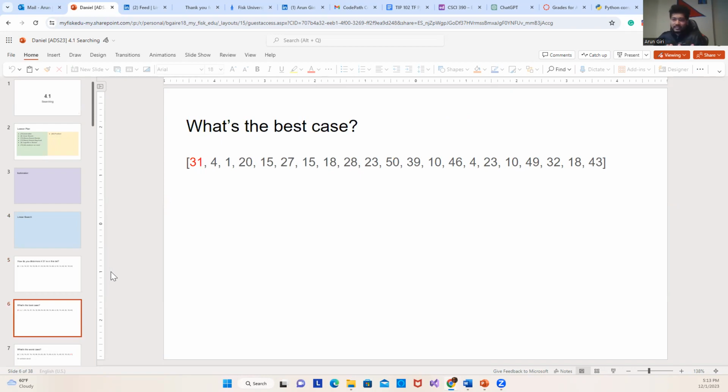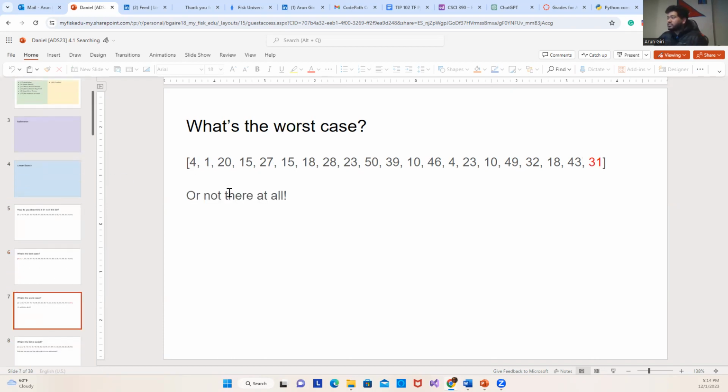So what would be the best case there? Luckily, the 31 can be at the first index. Then you can easily find it. You don't have to search through the whole list of numbers. But there might also be other cases. What would be the worst case? Let's assume that the number 31 is at the very end. In that case, you have to go through all the numbers.